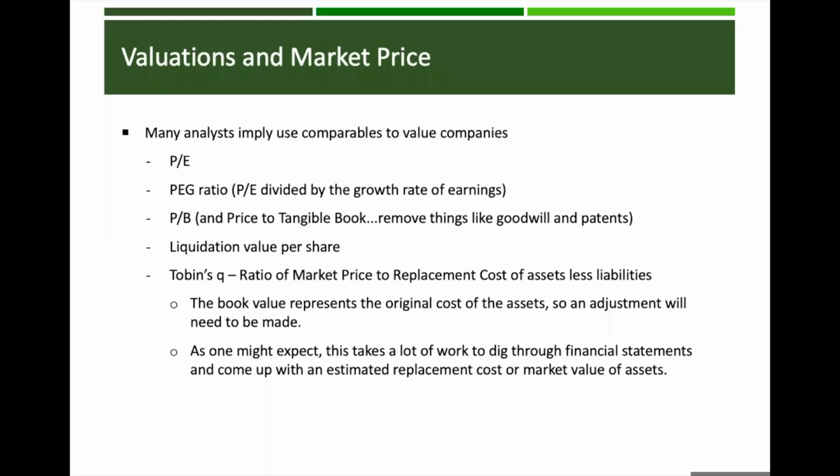Tobin's Q. The ratio of the market price to the replacement cost of assets. So if we were to replace all the assets, less the liabilities. So that's essentially the equity stakeholders portion of the replacement cost of assets. And you take that ratio, that can give you a value of a company. That can give you kind of an idea. Okay, well, what should we be using?